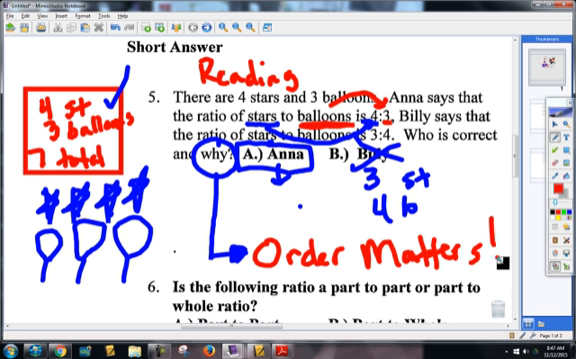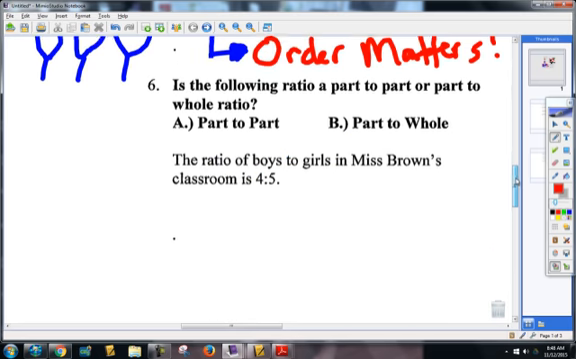Order matters. That's really, everybody write that. That's the reason. Because everything with ratios is about order. If it gives you stars to balloons, then you always put the number of stars first, the number of balloons second. You can't just flip-flop them. That's the whole point. Everything in ratios is about order. Okay? All right, let's go to number 6.